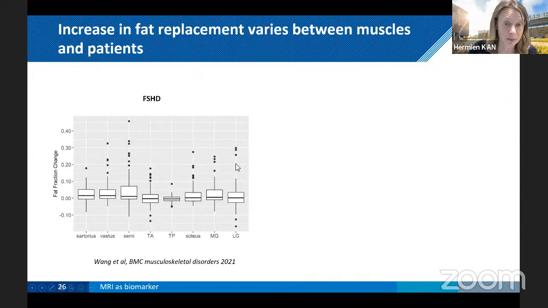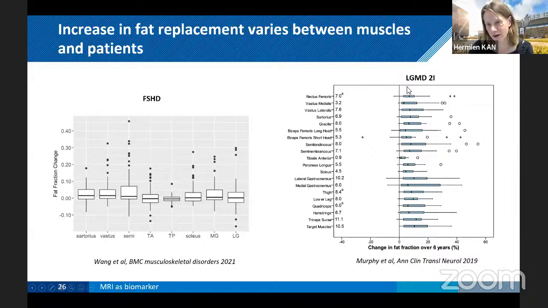Also in other muscular dystrophies, the increase in fat replacement varies between muscles and varies between patients. So here in the study by Wang et al., you can see that the fat fraction change, which is on the y-axis, is shown for different skeletal muscles of both the upper leg and the lower leg. And you can see that the fat fraction change has quite a high range, right? Some muscles actually decrease in fat fraction and some muscles increase up to 20% or even up to 45%. Sorry, that's not 45% in 1 year, 4.5%.